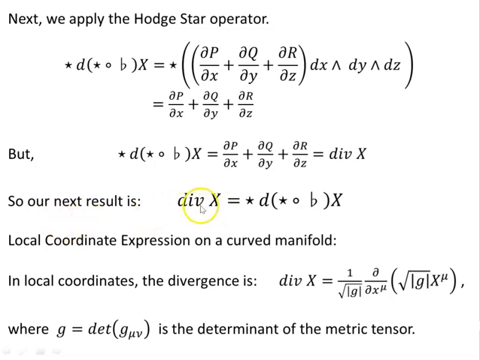Okay, so our next result is that the divergence of X, in differential geometry using the notation of the Hodge star, the differential and the musical isomorphisms, is Hodge star d acting on the Hodge star composed of the flat operator acting on X. So the local coordinate expression on a curved manifold will be this in local coordinates. I'll talk about where that comes from in a moment, where g is the determinant of the metric.